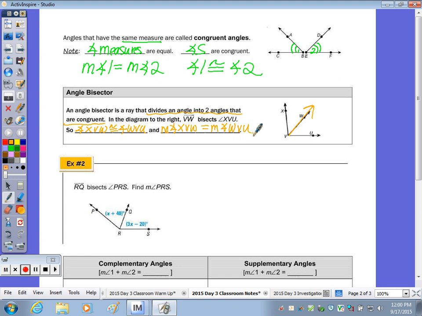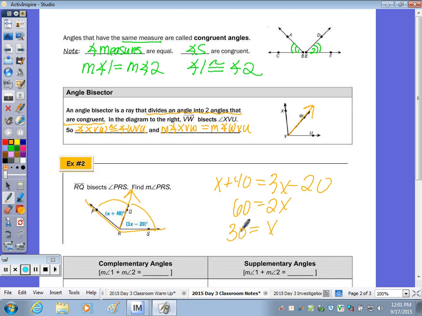within a picture. In this question, it's saying RQ is a bisector. So RQ bisects this angle here, so this angle is congruent to that angle. If the angles are congruent, their measures are equal. So the measure of angle PRQ is x plus 40. That's equal to the measure of QRS, which is 3x minus 20. The next line, what would the next line be? If I subtract the x from the larger, which is 3x, and add the 20 over to the 40 with its like term, 60 equals 2x. Divide by 2, x is 30.